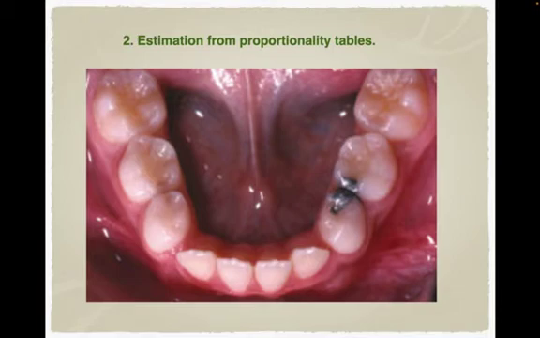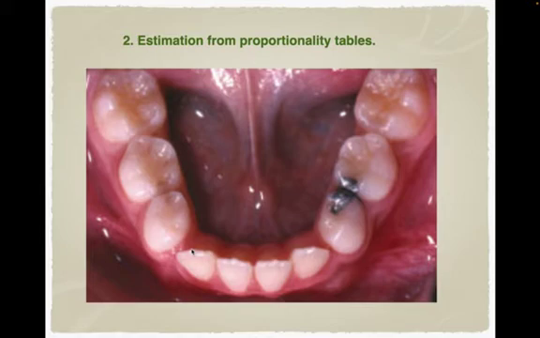What he proposed is that if we measure the mesiodistal width of the lower incisors, from that we can estimate the mesiodistal width of the lower 3, 4, and 5, and the mesiodistal width of the upper 3, 4, and 5 from these tables. Now, this is a good technique if it is used with the ethnicity the study was done on, which is basically white Caucasian. But we can't really apply it to a different population.